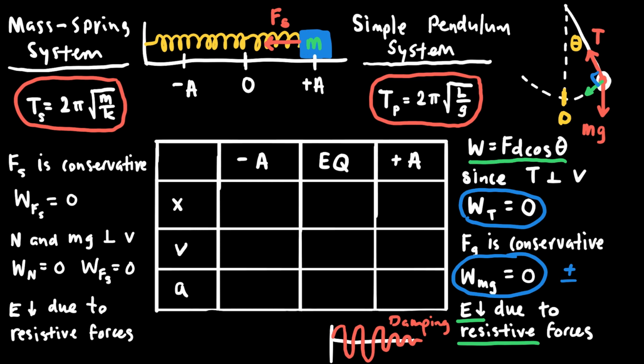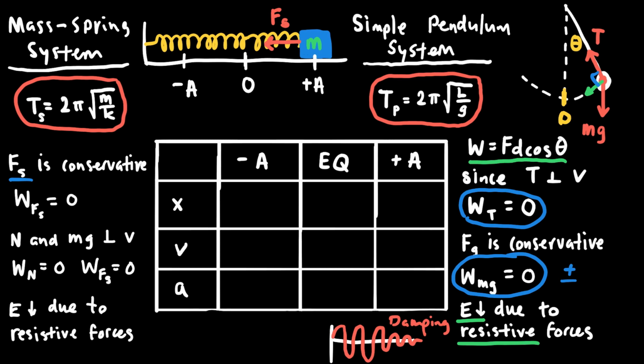And now quickly let's look over at the mass spring system. Similarly, I know that the spring force is conservative because when the mass is on the right hand side, the spring force pulls to the left, and when the mass is on the left hand side, it points to the right, which means that as the spring gets stretched or compressed, the spring force always points towards the equilibrium.